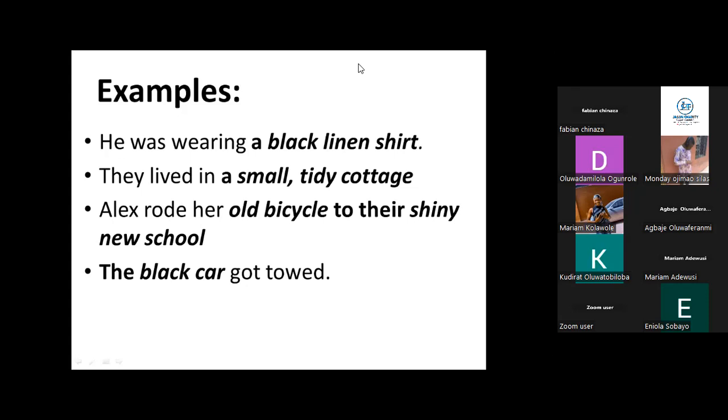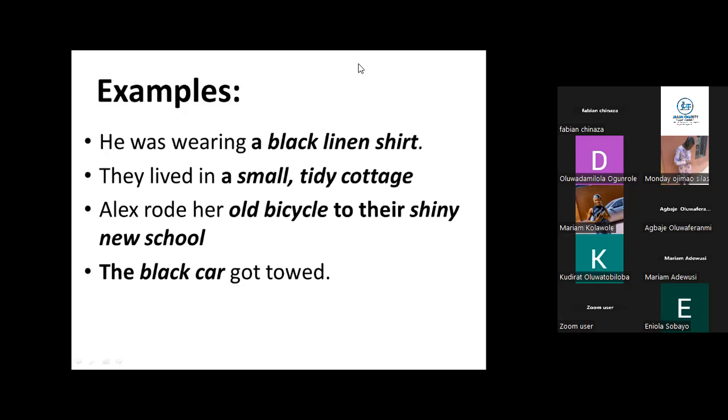Moving over to the third one: Alex rode our old bicycle to their shiny new school. You see there that what we have as the noun phrase is old bicycle to their shiny new school. Now, in that composition, there is no verb in it.